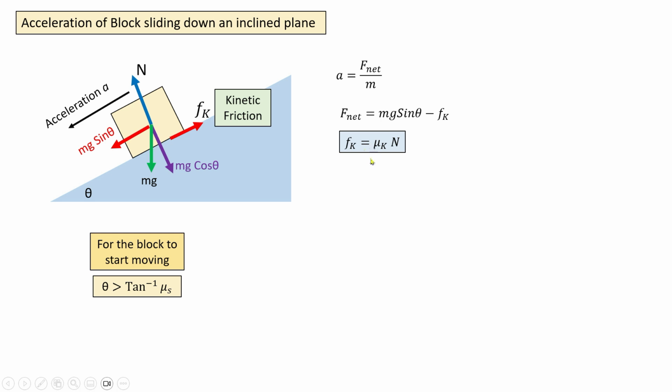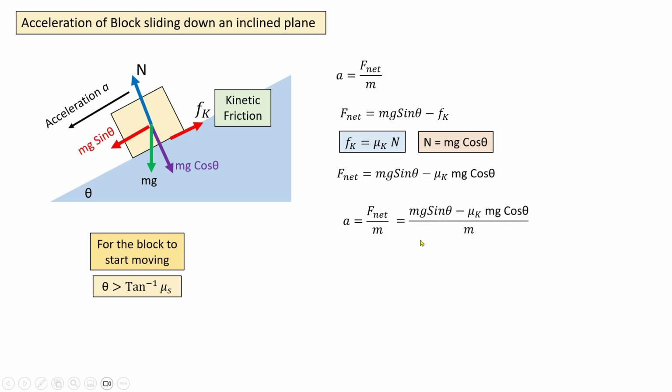And the kinetic friction is mu times N. N in this case is mg cos theta, which means eventually the net force is mg sin theta minus mu k mg cos theta. So we put this value of net force in this expression to get acceleration, net force divided by m. And if you simplify this expression, the m will get cancelled out. Finally, the expression for acceleration is g sin theta minus mu g cos theta. So this is the acceleration when the block is sliding down an inclined plane.